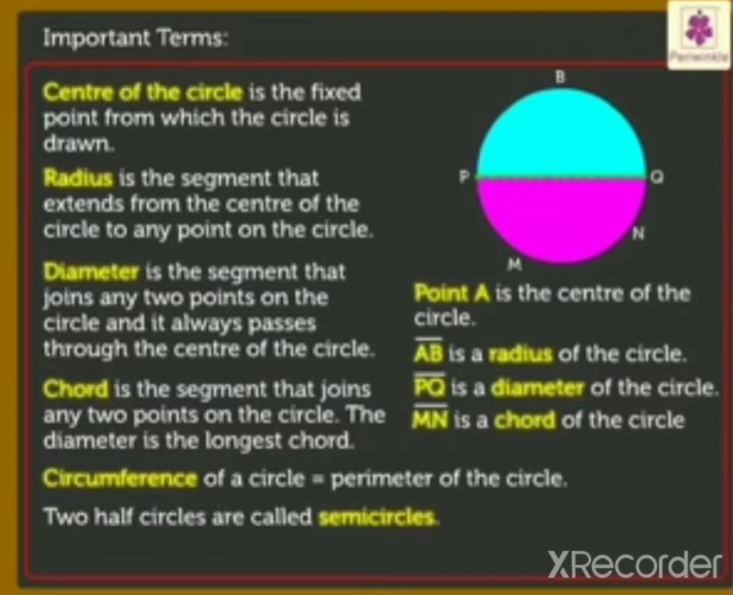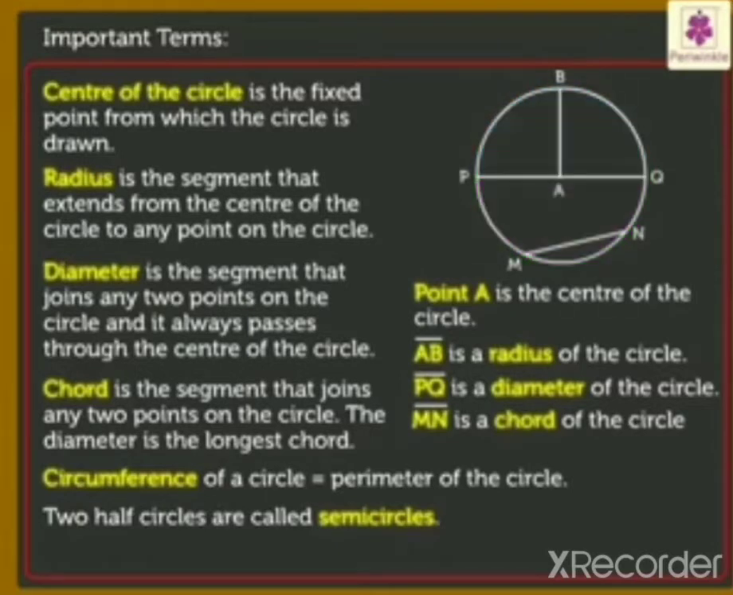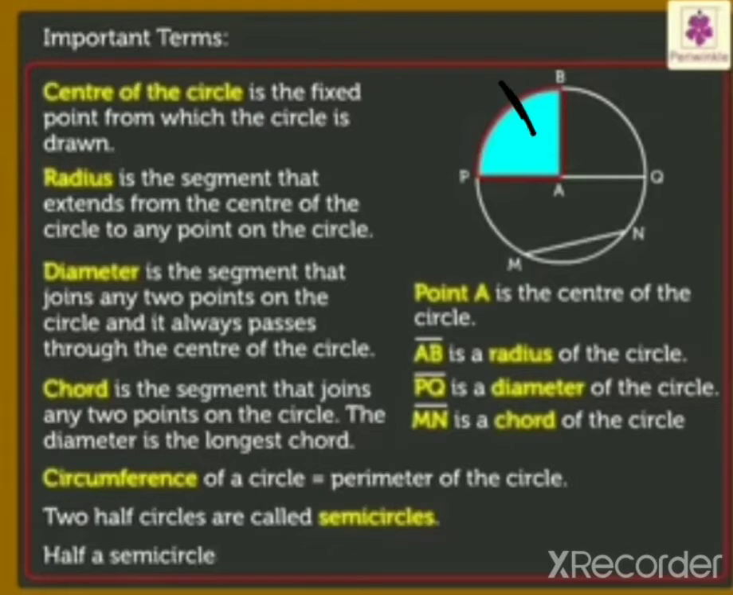So 2 half circles are called semicircles. Clear? What are semicircles? So these are different parts of a circle: center, radius, diameter, chord, circumference and semicircle. Last one is quarter of a circle. You can see this is a quarter of a circle.